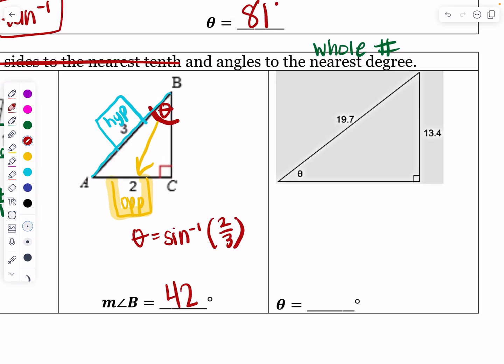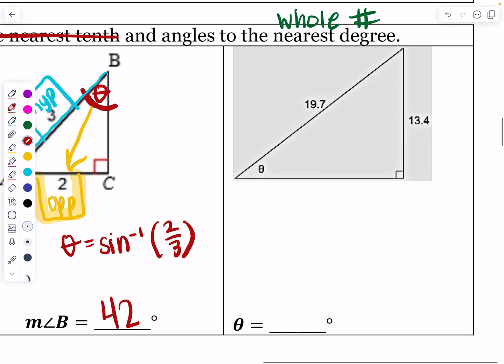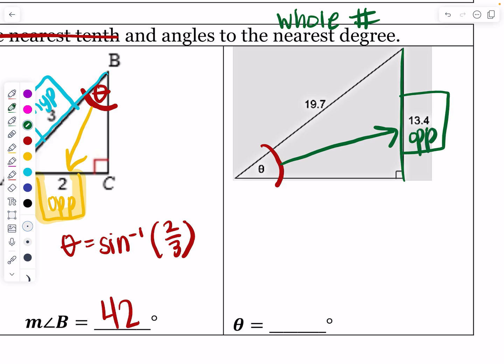All right, last one, I did give you all some decimals on this just to show you they're not always whole numbers. So there's my theta. That's what I'm solving for. I know I'm solving for an angle. So from that angle, I have the opposite piece, 19.4 OPP. And I have a hypotenuse in this right triangle. 19.7 is going to be my hypotenuse. So what trig function is that? That's going to be sine. Sine goes with opposite and hypotenuse.